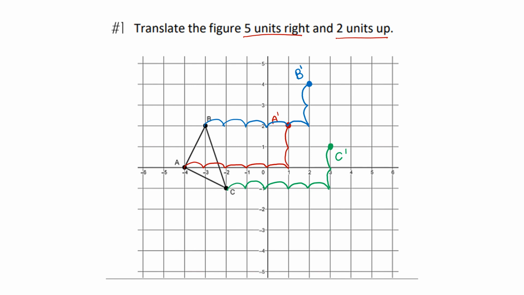We connect our dots for our triangle. You should notice that the triangle is the exact same size and same shape. Everything is in the same direction. The only thing that has changed is the location of the figure itself.